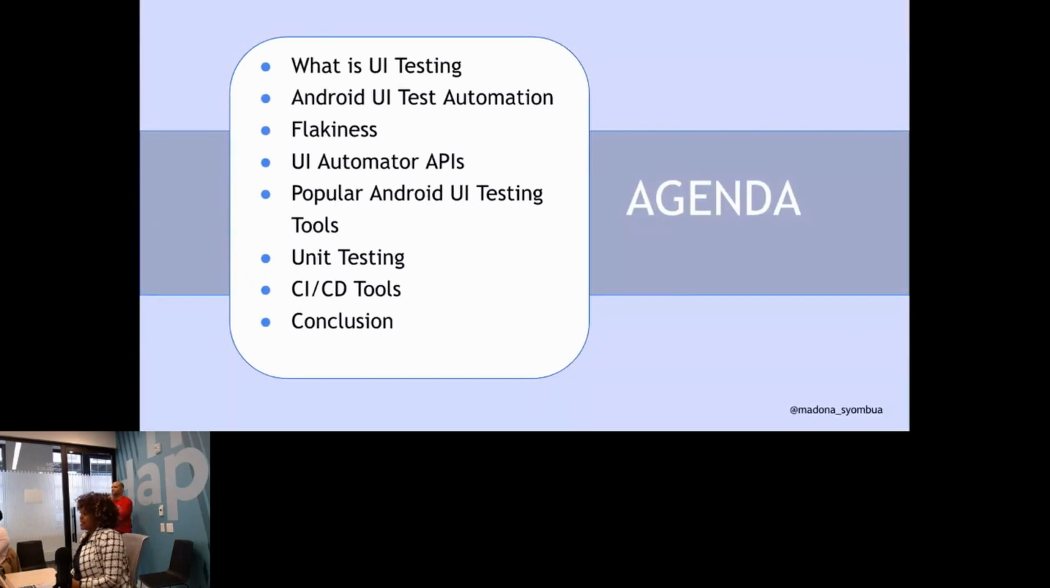Our agenda today is going to be: what is UI testing, Android UI testing automation, and flakiness, which is something that we all deal with a lot when we are dealing with UI tests. Then I'll talk about the UI Automator APIs, and then popular Android UI testing tools that we use.